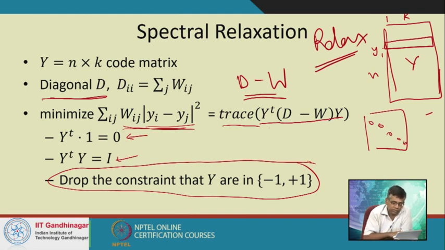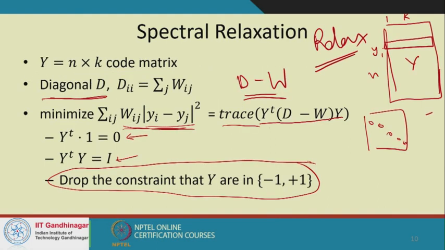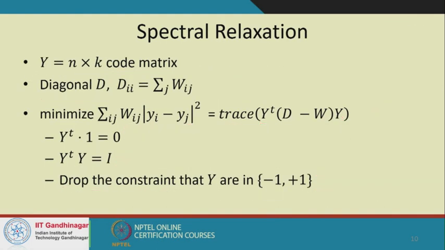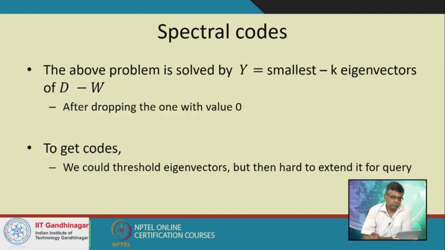And we are dropping the constraint that the y's are in minus 1, 1. So now the y's can contain real numbers. Now if we drop the constraint, this problem becomes surprisingly similar to something that we have seen before, and it is the eigenvector problem. This problem is solved by taking y to be the smallest k eigenvectors of D minus W, except the one with the value 0.